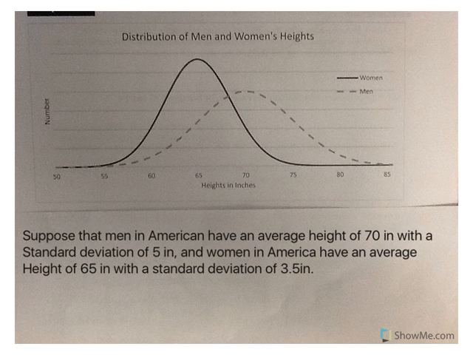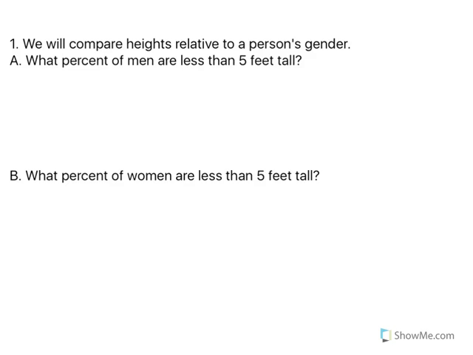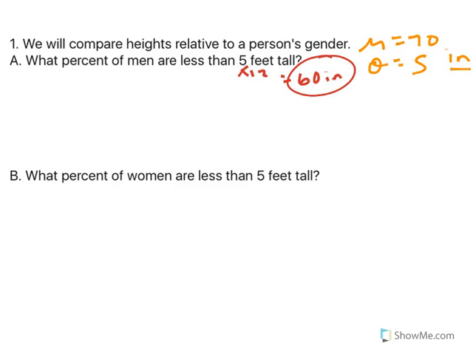So we're going to use that men have an average height of 70 inches and a standard deviation of 5 inches, while women have an average height of 65 inches and a standard deviation of 3.5 inches. So let's do some problems with this. Number one, again, we're comparing the heights relative to the person's gender. So what percent of men are less than 5 feet tall? Remember, all of our means and standard deviations are in inches. So the first thing we have to do is take that 5 feet, multiply by 12 to make it inches, and now we have our value.